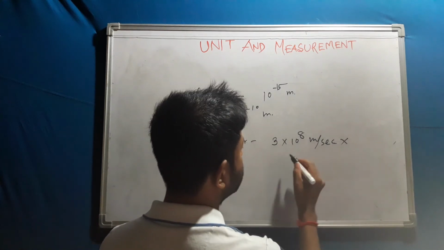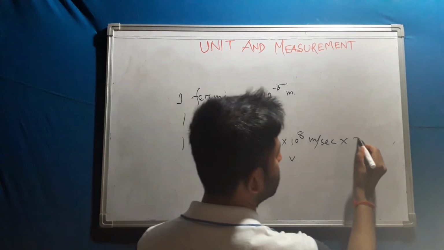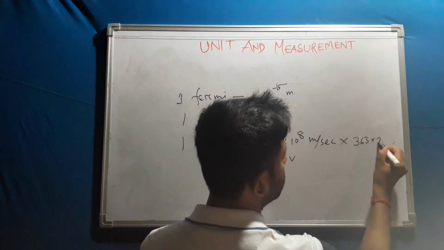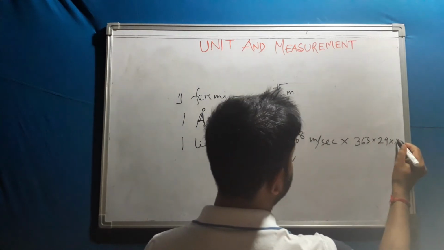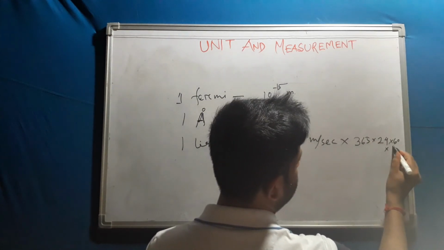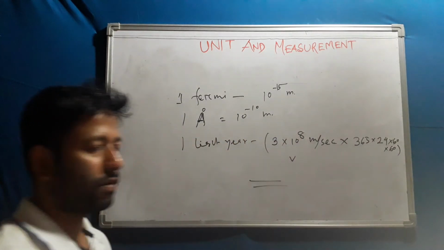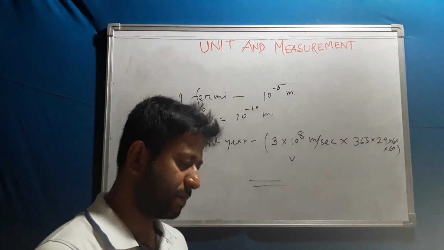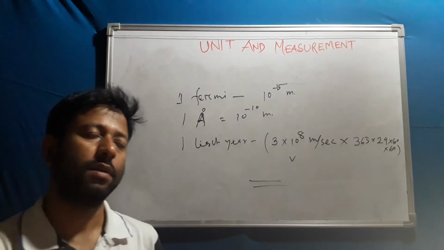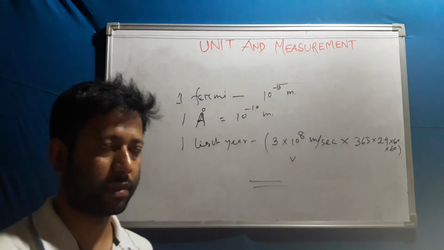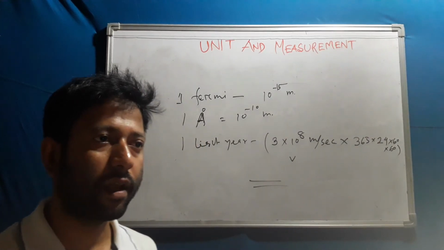And the time is, so this is d, and time equal to how much? This is 365 days, and every day there is 24 hours, and 1 hour equal to 60 minutes, and 1 minute equal to 60 seconds. So whatever the units for this will be our one light year. So in this way, depending on our requirement, we can decide various kinds of unit systems, various kinds of units for measuring the length. Okay.